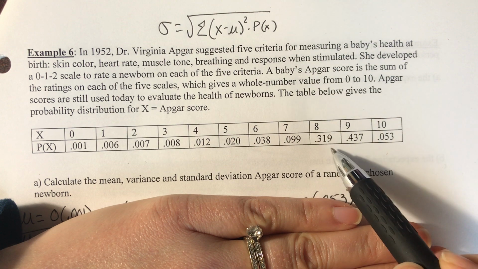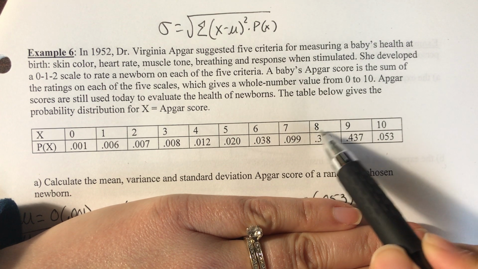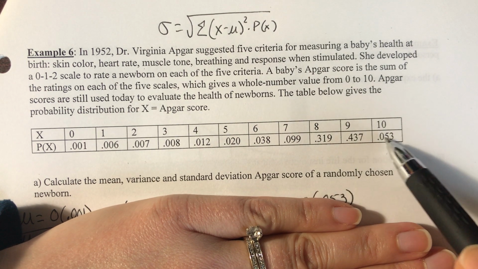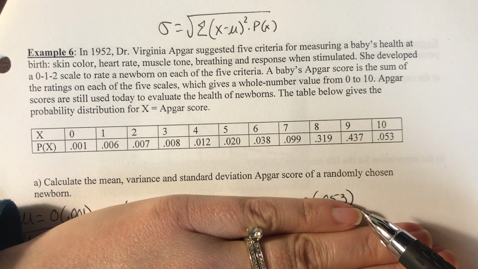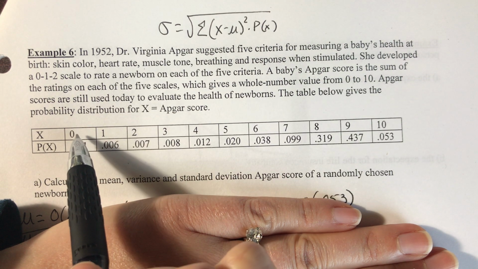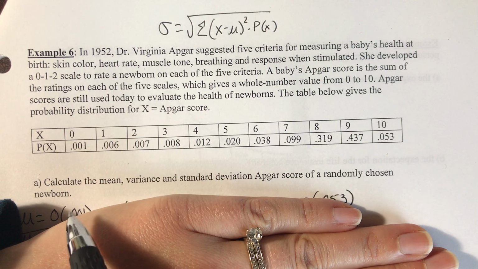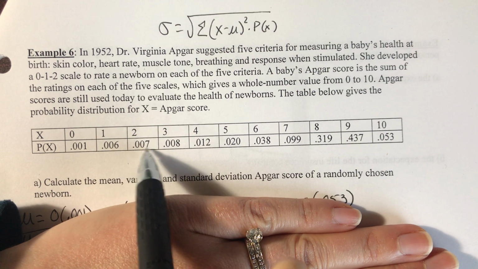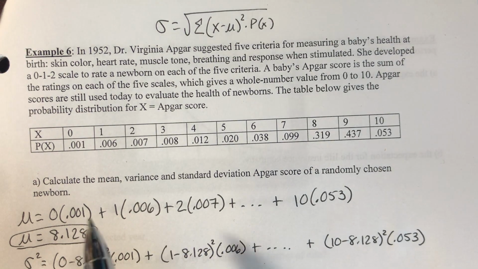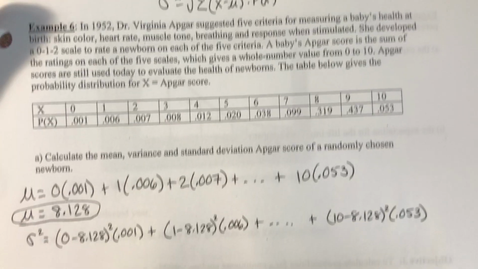This is the best, right? 32% of babies have an 8. 44% of babies have a 9. Okay, 5% of babies have a perfect 10 of an APGAR score. If a baby had a really rough delivery and isn't doing well, it might have an APGAR score of a 0, 1, or 2, or something like that. But it's very unlikely for that to occur. We want to find the mean, the variance, and the standard deviation.